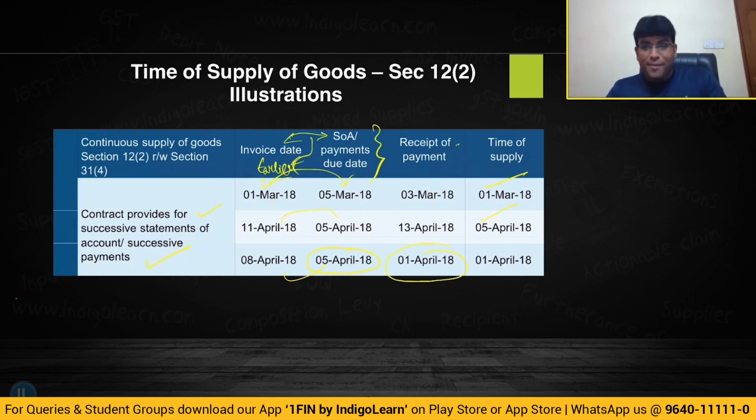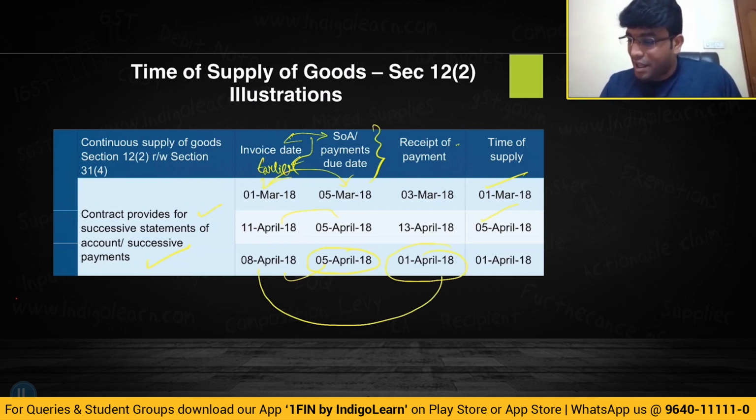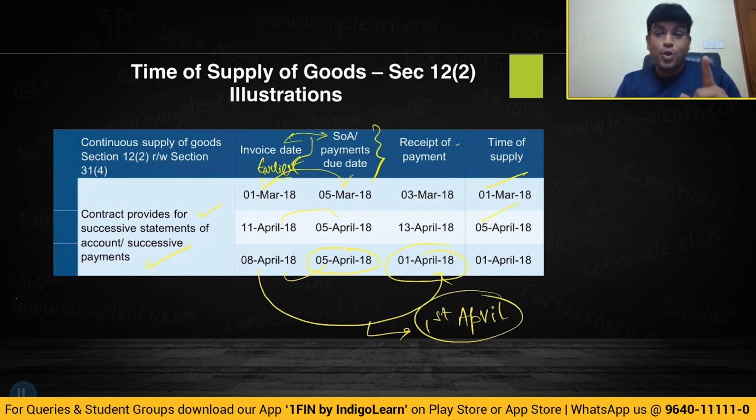When receipt of payment came on 1st April, invoice is supposed to be given on 1st April. And actual invoice date is 8th April. These two, whichever is earlier, became 1st April. Now, just because I told 1st April in this example, you should not tell that payment date became time of supply. Payment date did not become time of supply. Receipt of payment is a relevant date for issuing invoice. And actual invoice date is 8th April. Those two, whichever is earlier. I hope you are getting clarity, guys.